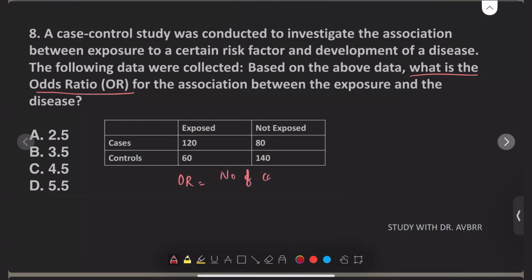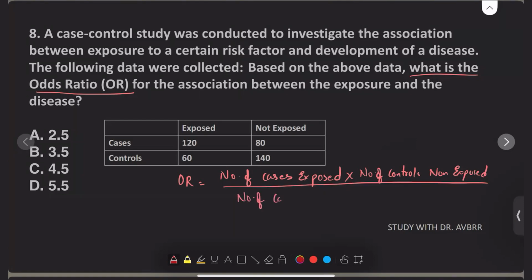Number of cases exposed multiplied by number of controls non-exposed, divided by number of cases not exposed multiplied by number of controls exposed. This is the formula. You need to memorize this formula, guys.